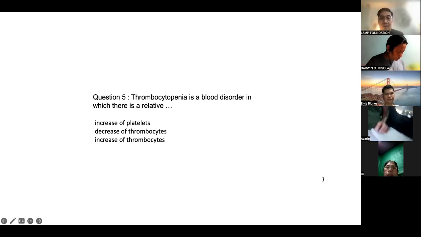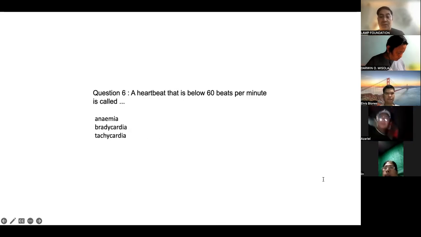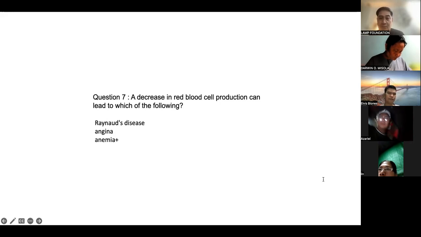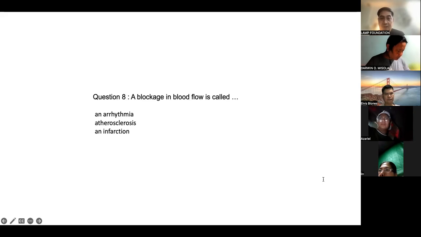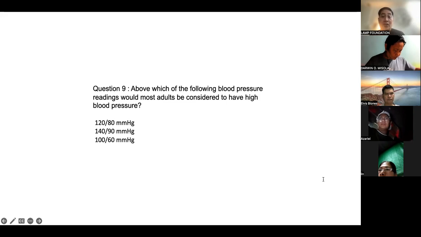A heartbeat that is below 60 beats per minute is called bradycardia. A decrease in red blood cell production can lead to which of the following? Anemia. A blockage in blood flow is called an infarction. Above which of the following blood pressure readings would most adults be considered to have high blood pressure? 140 over 90 millimeter mercury. Angina is caused by a reduced blood flow to the heart.